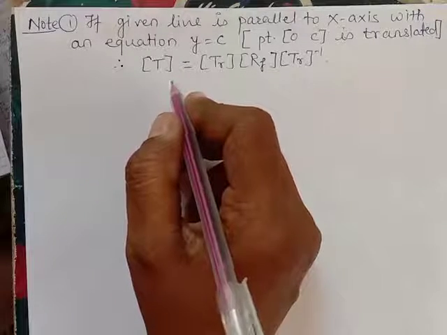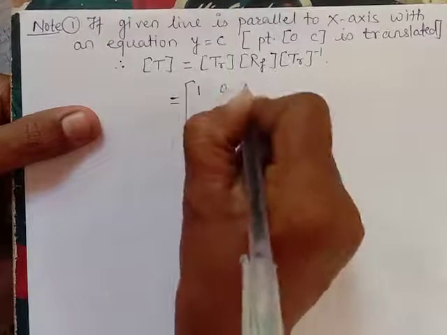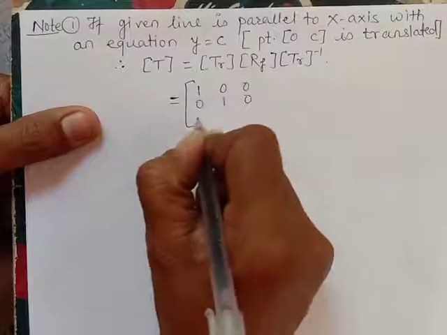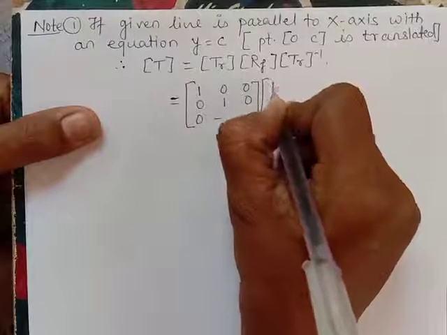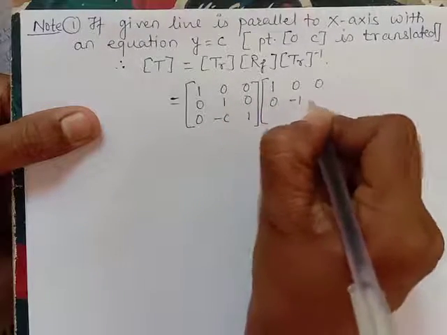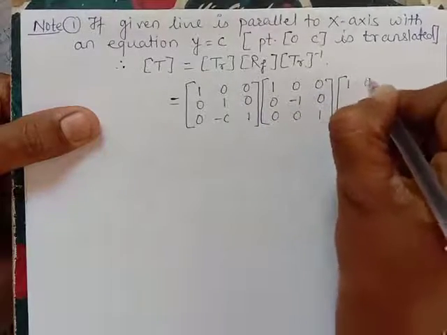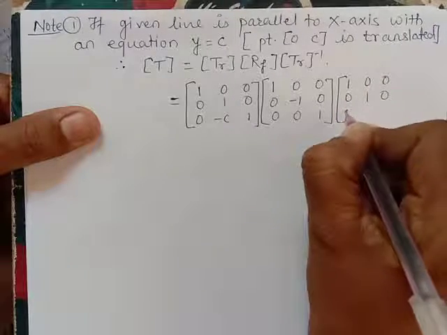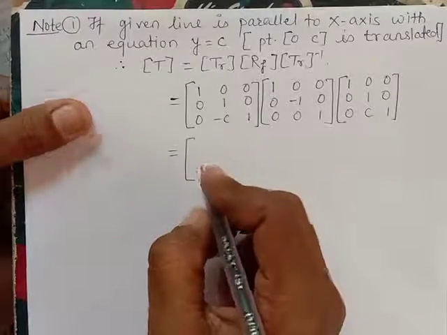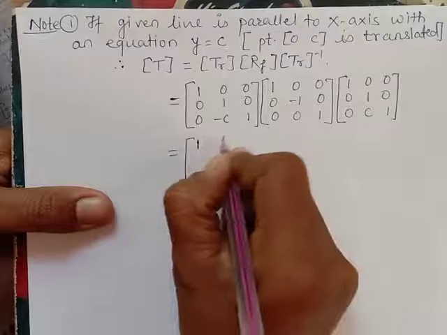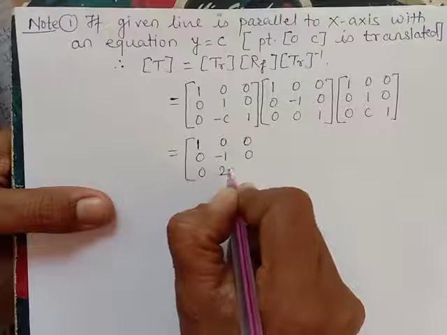So here the matrix will be 1 0 0, 0 1 0, 0 minus c 1, this is translation; reflection 1 0 0, 0 minus 1 0, 0 0 1; and then inverse translation 1 0 0, 0 1 0, 0 c 1. So the resulting matrix is 1 0 0, 0 minus 1 0, 0 2c 1.